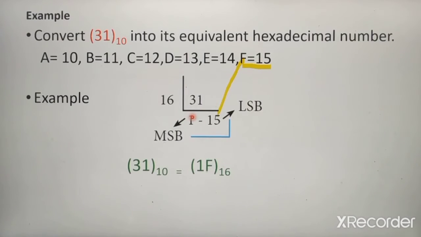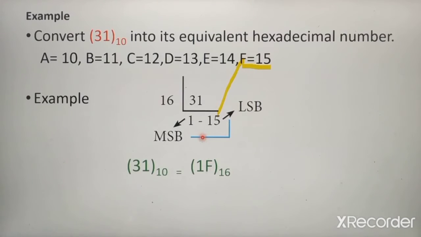One important thing here: if the number is greater than 9, we have to convert our number into alphabets. How to convert it? Already we have studied this. So instead of 10, we have to write A. Like this, B is equal to 11, C is equal to 12, D is equal to 13, E is equal to 14, F is equal to 15. So instead of 15, here we have to write F only.